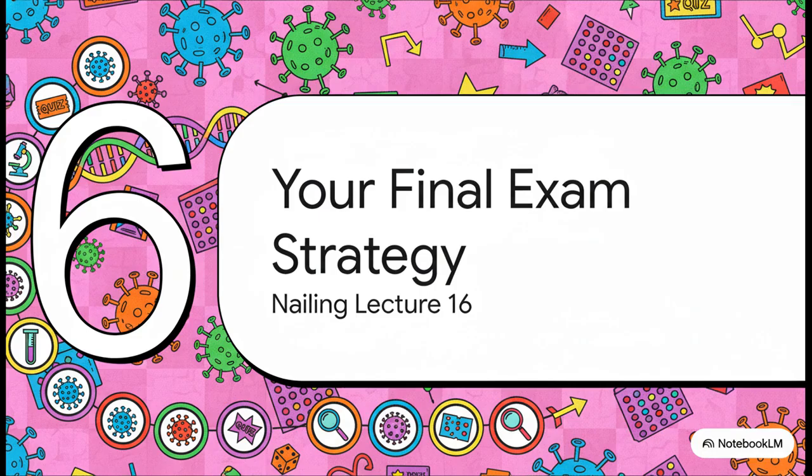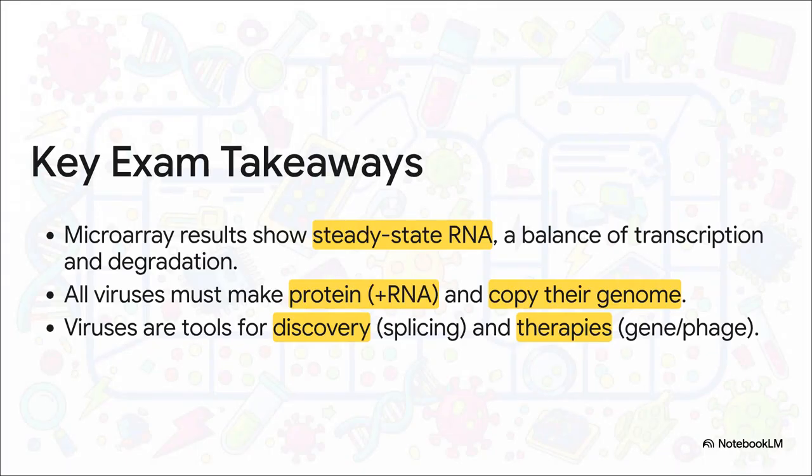Okay, let's bring it all home. We have covered a ton of ground, so let's just lock in the absolute most important takeaways for the final exam. So here's what you need to have down cold. First, microarray results are about the steady-state level of RNA. That's production minus degradation. Second, all viruses, no matter how weird, have to solve the same two problems: make protein, copy genome. And third, be able to talk about how we've cleverly turned viruses from foes into amazing tools for things like gene therapy. If you can connect these big ideas, you'll be in great shape.